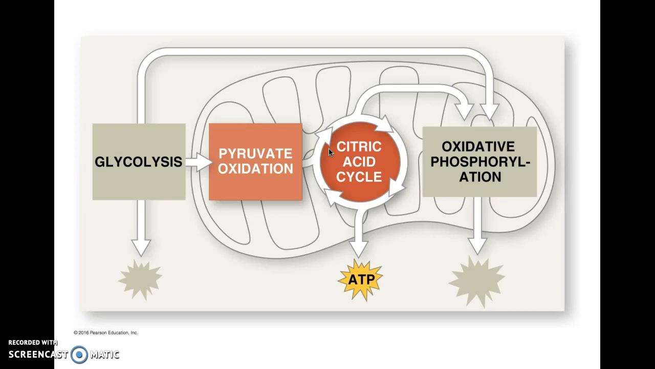Glycolysis happens in the cytosol of our cell, the fluid, jelly-like liquid that is in between all of our organelles. Once we have pyruvate, if oxygen is present, it is going to enter into our mitochondria via active transport. And then it is going to be further broken down to harvest energy molecules and a small amount of ATP.